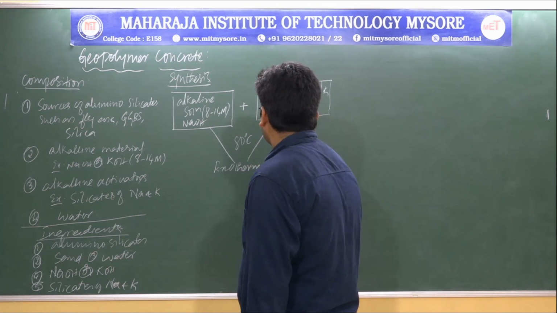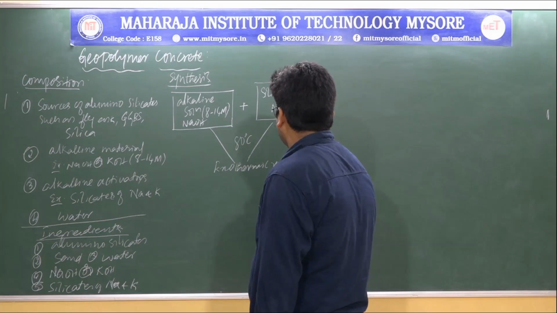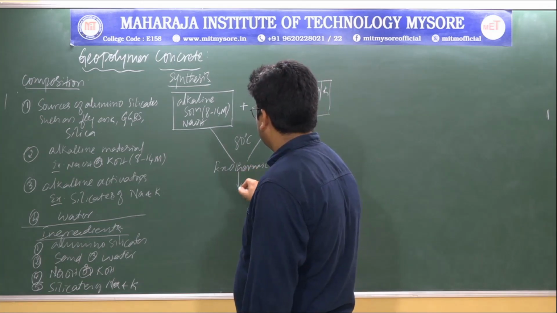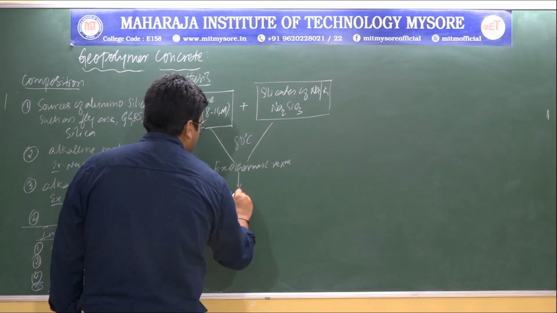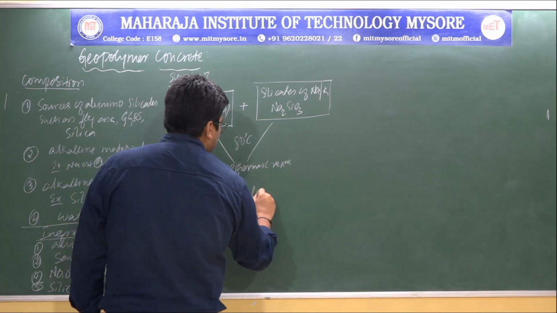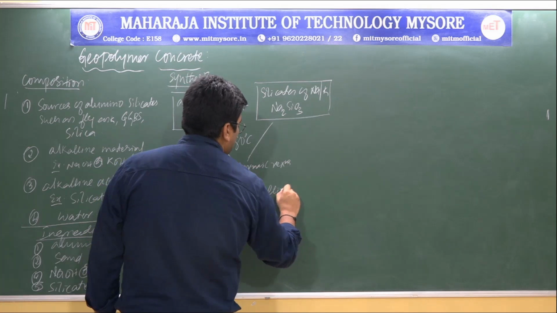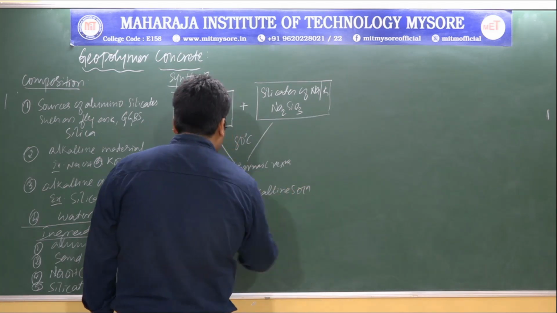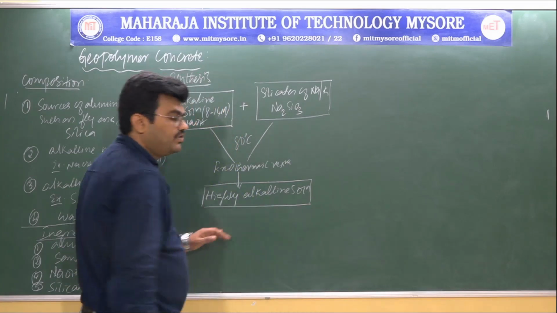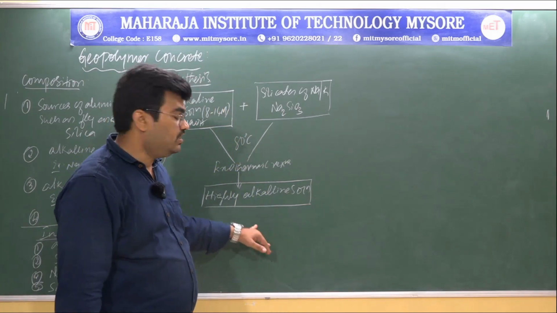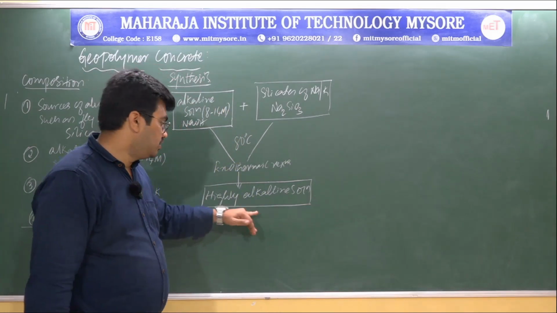Exothermic reaction will be taking place, and that will give rise to a highly alkaline solution. The resulting product is a highly alkaline solution. So this highly alkaline solution should be allowed to cool to room temperature. It takes around 24 hours to cool.